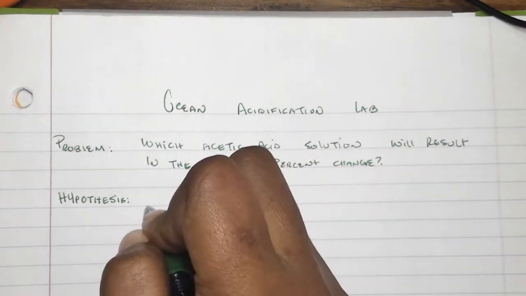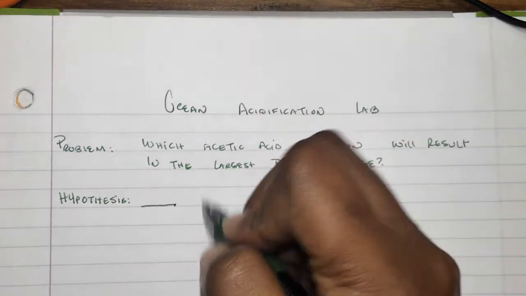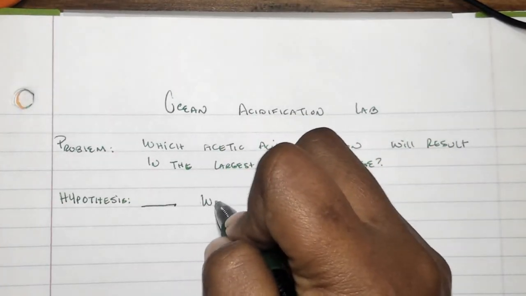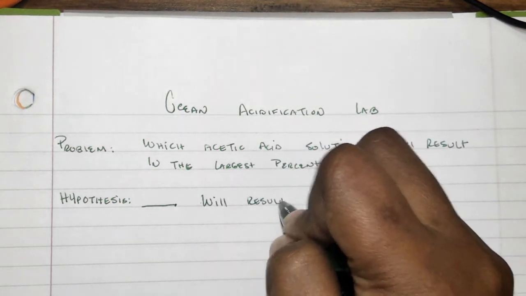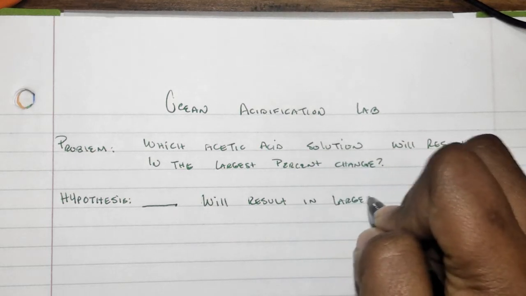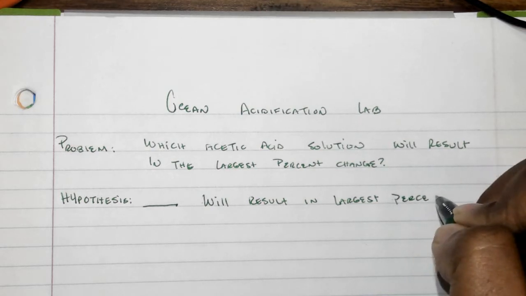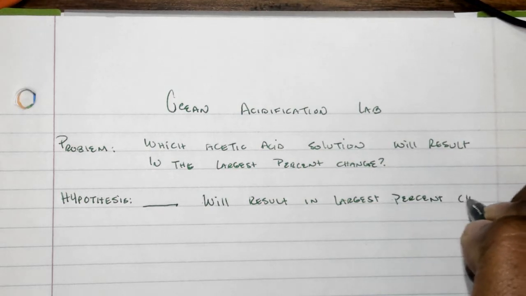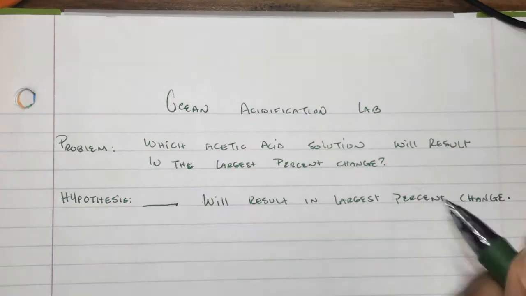Pick a random percentage and put blank percentage will result in the largest percent change. Period. All right.